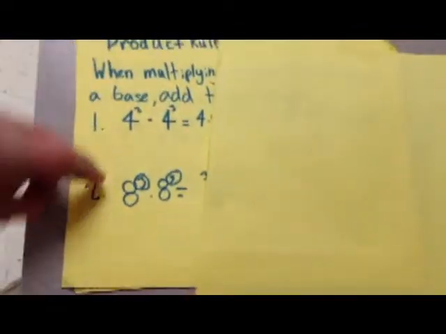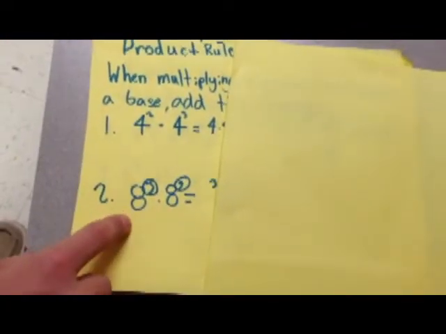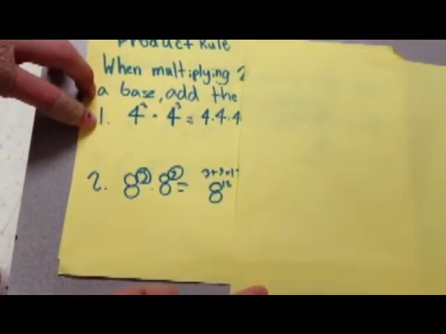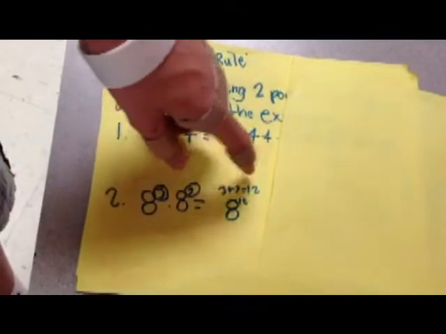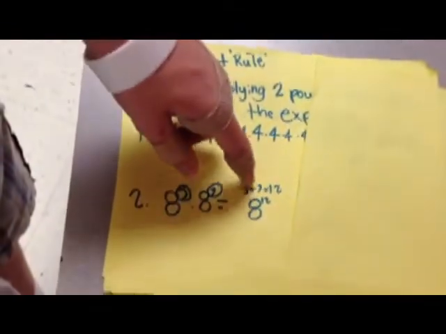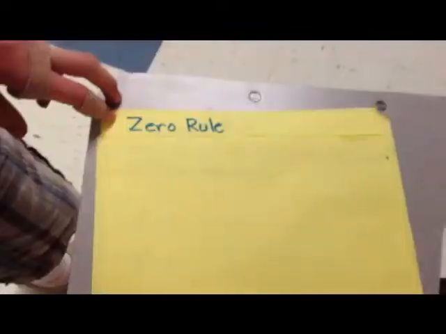Okay, so 8 cubed times 8 to the 9th. Well, we know that 3 plus 9 equals 12, and so as we're multiplying, you add those. So, the answer is 8 to the 12th power.